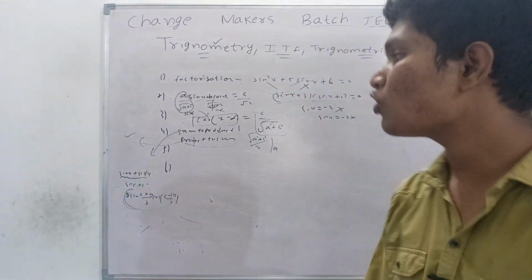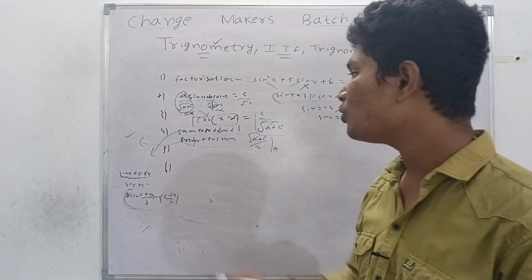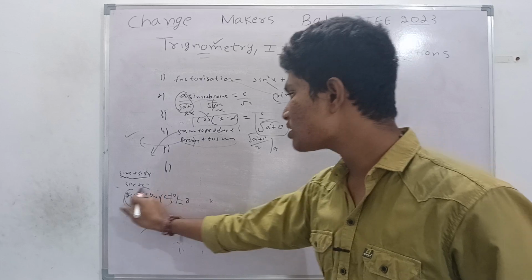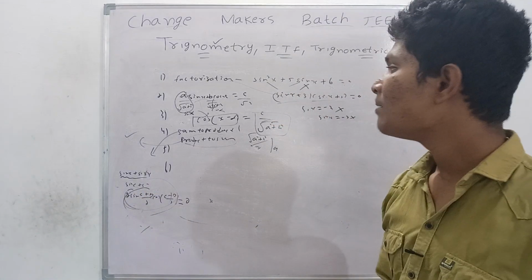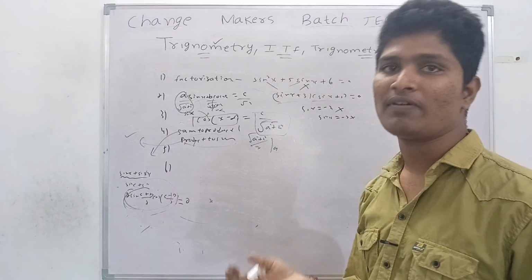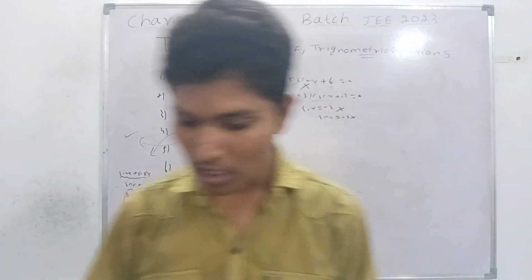When there is a sum, you have to combine the complete thing, keep it equal to 0, and solve the complete equation easily. But when there is a product, you have to convert that into sum. Like this, there are two steps.